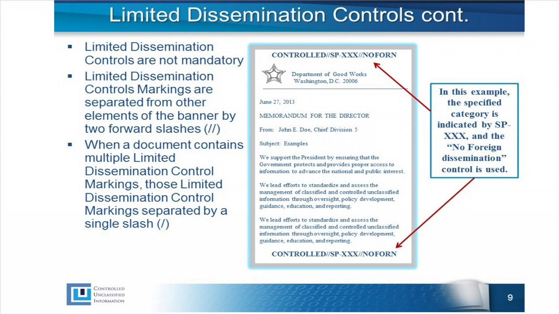Consider the example on screen. The specified category here is SPXXX, and the limited dissemination control is no foreign dissemination, represented by no foreign. See the CUI registry for a list of all approved limited dissemination control markings that may be used in a CUI document.